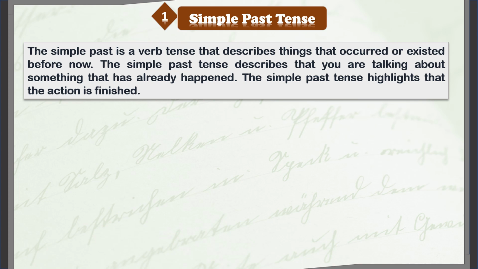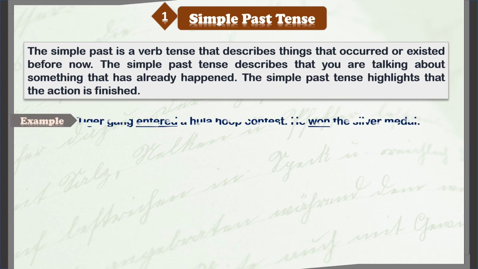The simple past tense is a verb tense that describes things that occurred or existed before now. The simple past tense describes that you are talking about something that has already happened. The simple past tense highlights that the action is finished. For example, Tiger Gang entered a hula hoop contest. He won the silver medal.